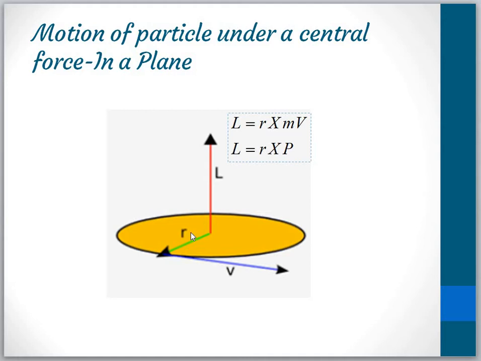So when we examine this equation, r cross p, this is the direction of r, this is the direction of v, so this is the direction of p. So L should be constant not only in magnitude but also in direction. What will be the direction of r cross p? Suppose this is the direction of r and this is the direction of v. The direction of r cross p should be perpendicular to r and p.